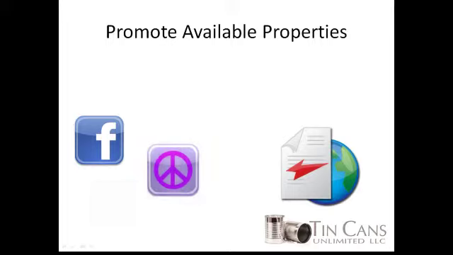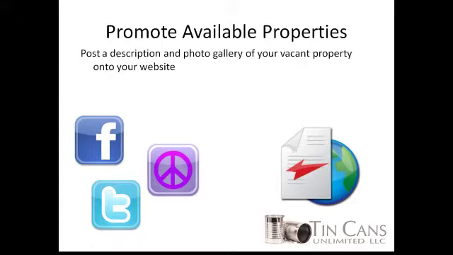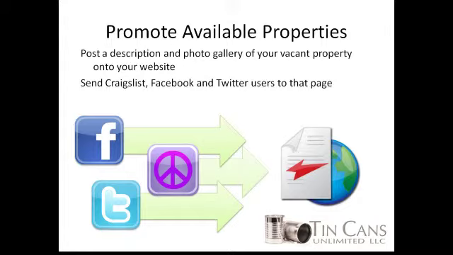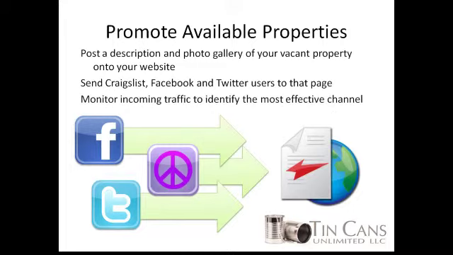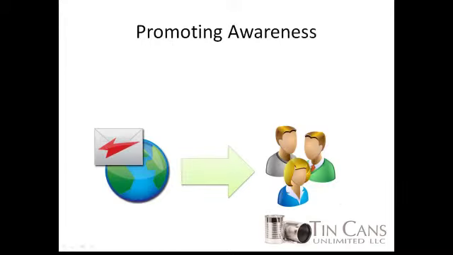For instance, if we're going to promote available property, one of the things we could do on our website is post, say, a gallery of images of the vacant property, and then you can use Craigslist, Facebook, and Twitter to post information, point them to that page where people can explore your property and see what the offering is. You can always monitor incoming traffic to identify the most effective channel if you've got your website wired up with a tool like Google Analytics.